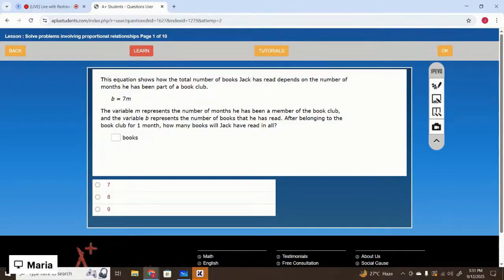B equals 7m. That is 7 times 1. M equals 1. 7 times 1 equals 7. The correct option is 7. Option number 1 is the correct option.